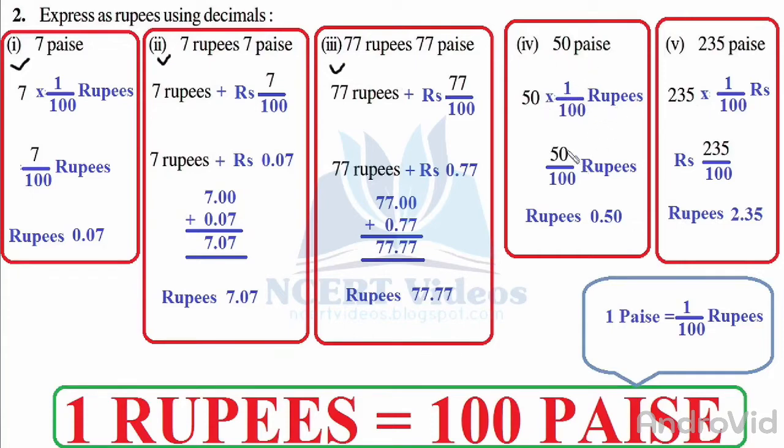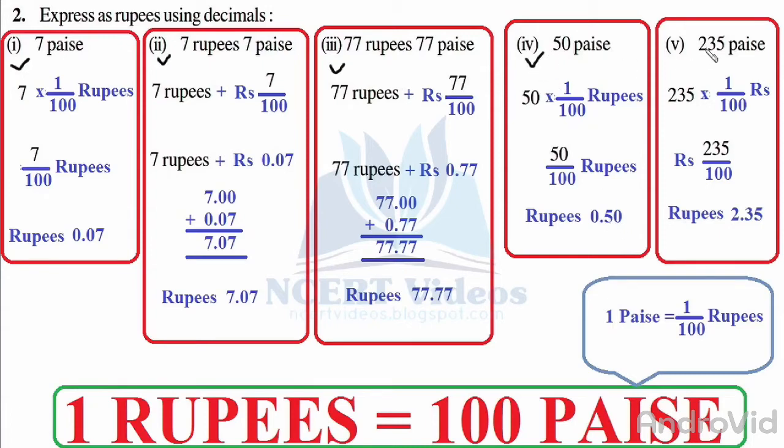50 paise into 1 over 100 rupee. Again the same thing, 50 over 100. You don't cancel it. If you cancel it, you can do it, but you will learn that when you do many such calculations. So write 50 as it is. We have written it, count the number of zeros. There are 2. So place the decimal after 2 towards the left-hand side. 1, 2.